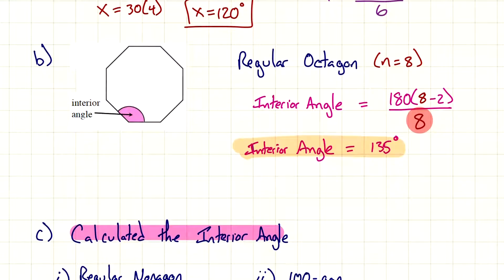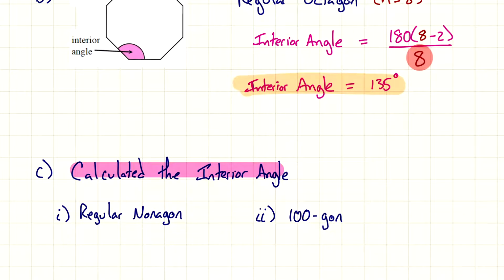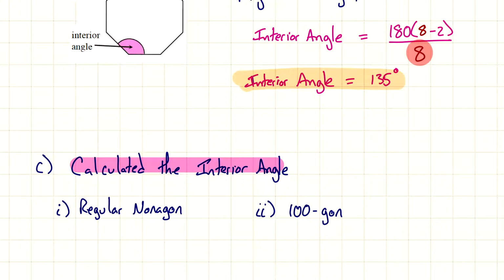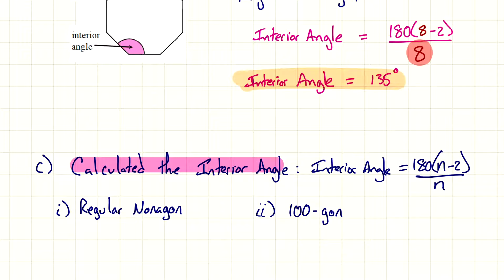All right. And so now that you're a little bit more familiar with this, what we're looking to do is really utilize this formula we just came up with. So interior angle is equal to 180 times n minus 2, which is the total, divided by the number of sides. All right, so there's our little formula that you should know.